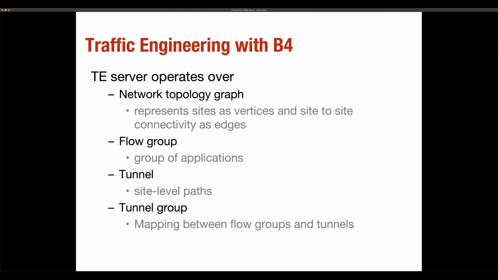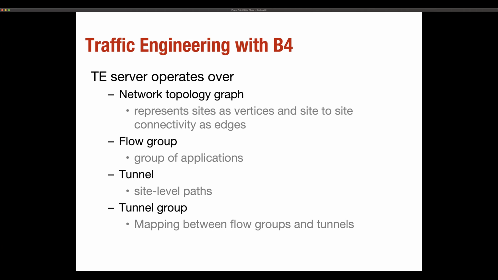One is the network topology graph, right? This is the abstract graph that is provided by the SDN gateway. It represents sites as vertices and site-to-site connectivity as edges. And then you have a flow group, where rather than making decisions for one flow at a time, you group a bunch of flows that have the same set of requirements. So all applications that are tolerant to delay will be clubbed into one group. The others, like delay sensitive, will be clubbed into others, and you make decisions at that level of granularity. That helps with the scalability of the problem.